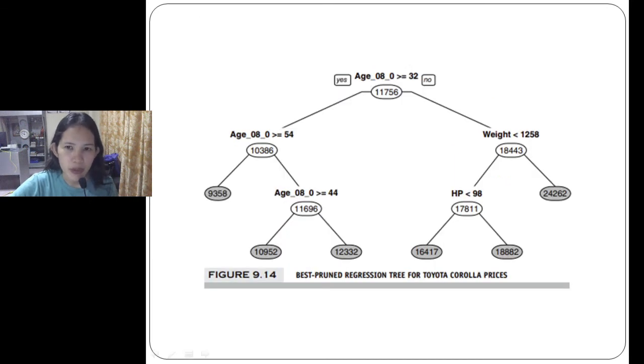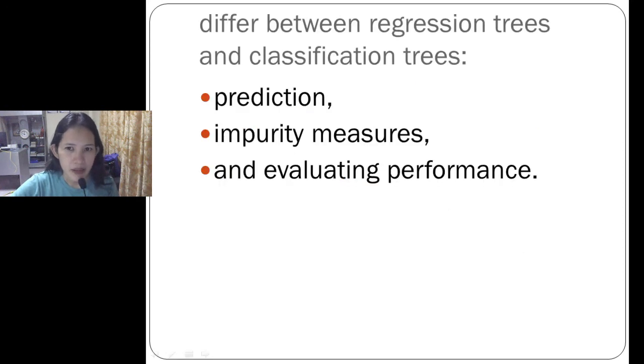The best pruned tree is shown in figure 9.14. We see that from the 12 input variables, including dummies, only 3 predictors show up as useful for predicting price. Those are the age of the car, its weight, and the horsepower. Three details differ between regression trees and classification trees: prediction, impurity measures, and evaluating performance.